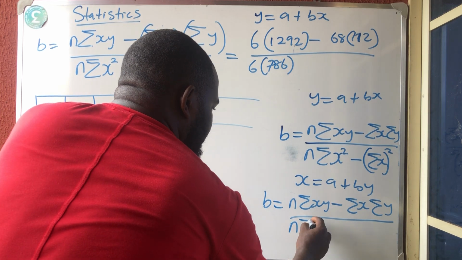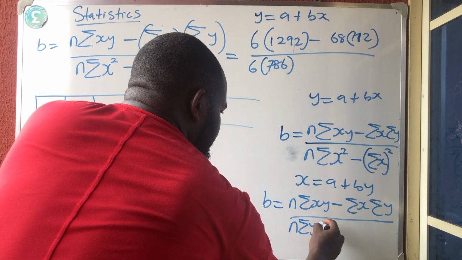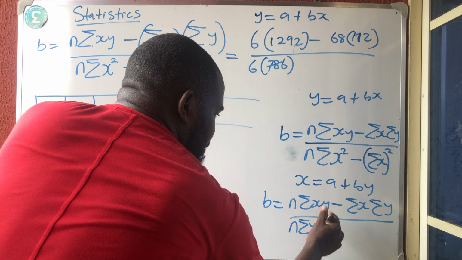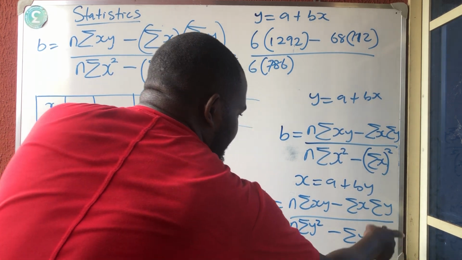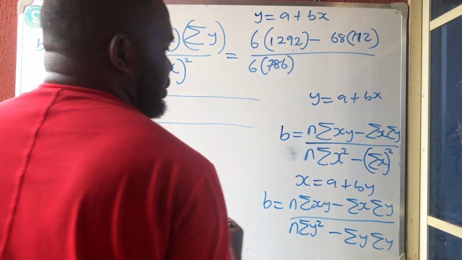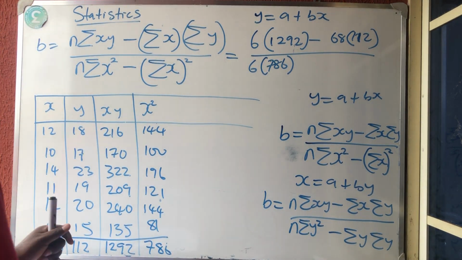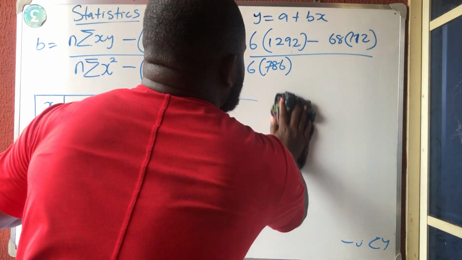So I'm having n summation y times y, which is what? Y squared, minus summation y. If you like, leave it like this, or you put it as what? Summation y squared. You see, the formula is very, very simple to note. Okay, so that is that.